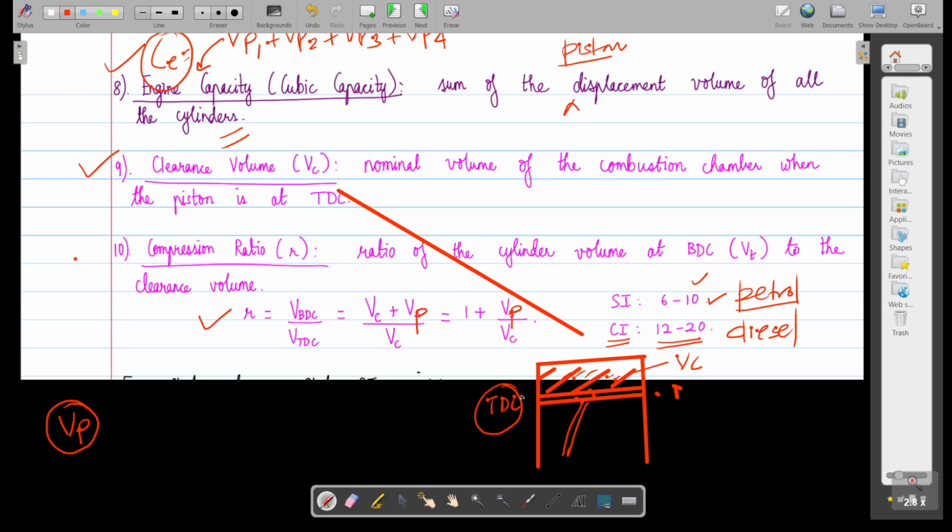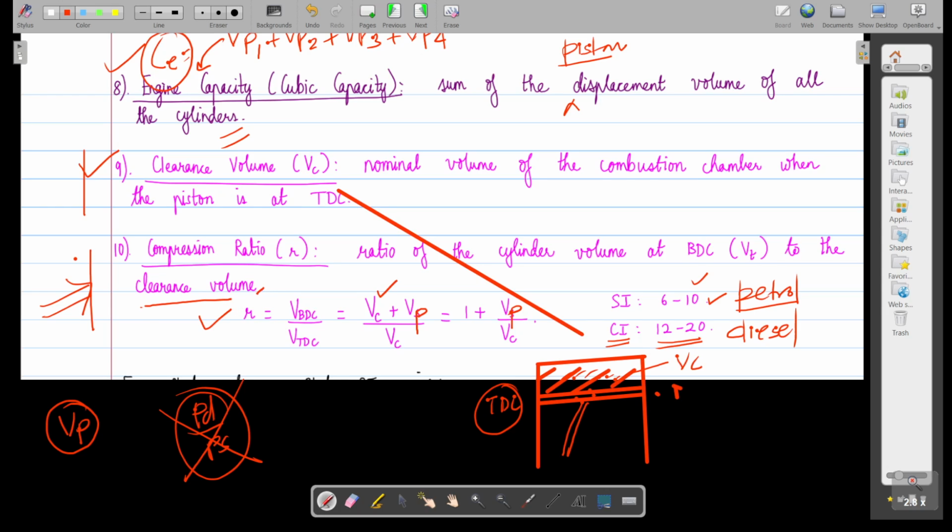Is it clear now? The compression ratio, the piston displacement volume, the clearance volume, you get confused over here. When I ask what is compression ratio, you will tell me, sir, it is the delivery pressure by the suction pressure. It is not like that. It is the ratio of the cylinder volume when the piston is at BDC to the cylinder volume when the piston is at TDC. When it is TDC, it is the clearance volume.